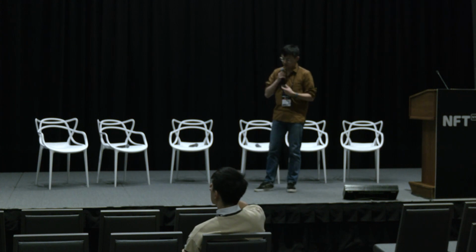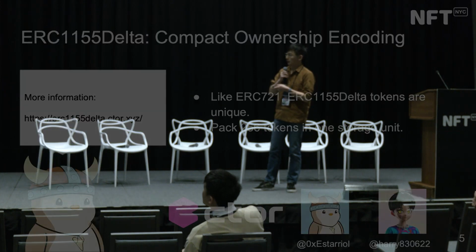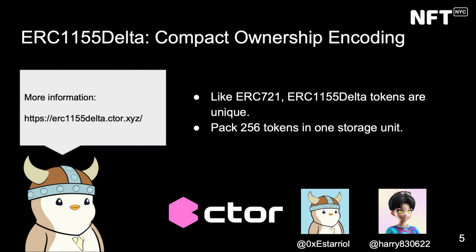It's good for minting, but it comes with some disadvantages, especially in transfer and burning. That's why at CTOR Lab we developed a new token called ERC-1155 Delta. Unlike other ERC-1155 tokens, it is actually more like ERC-721: each single token is unique. And it saves a lot of gas, which I'll talk about a little more on the next slide.